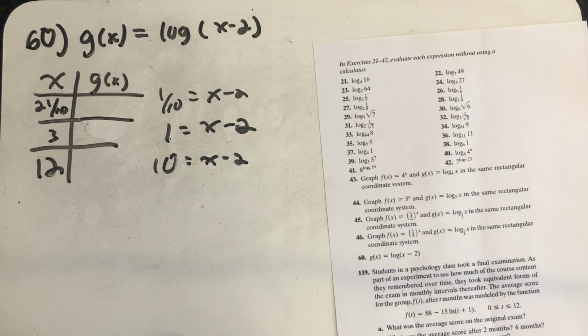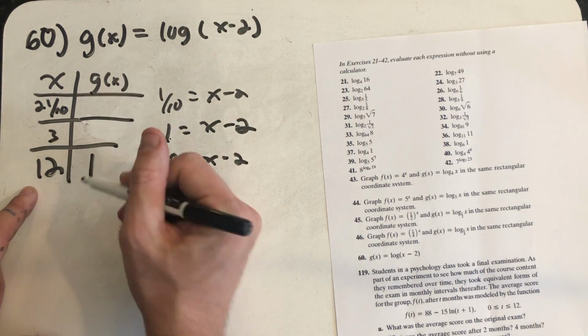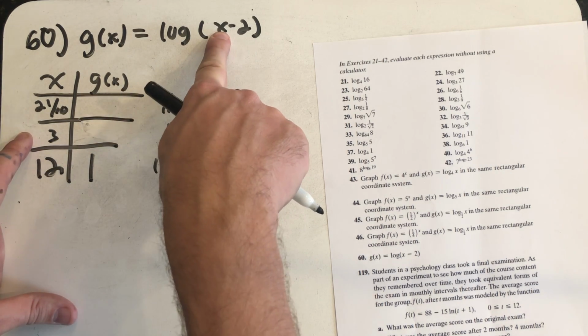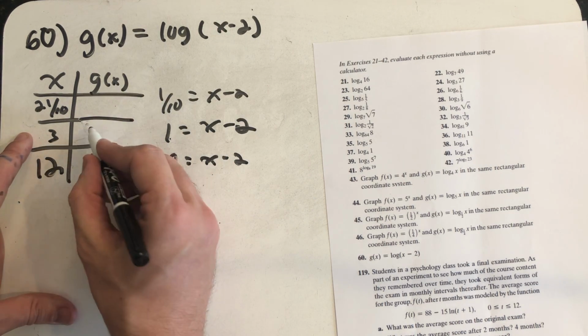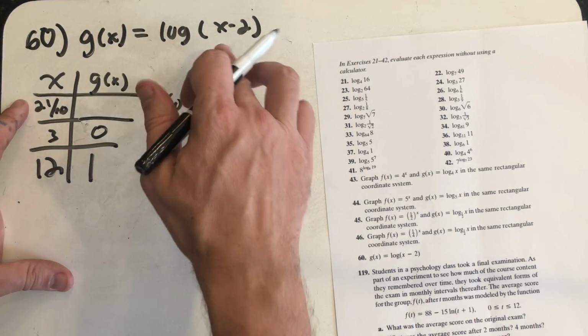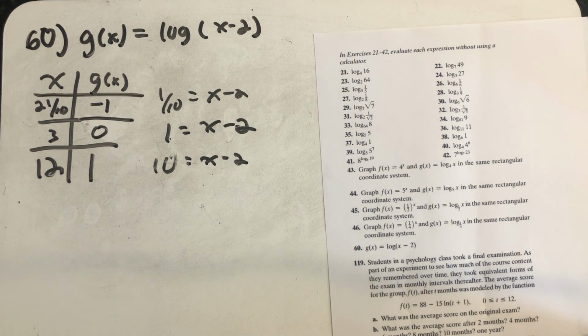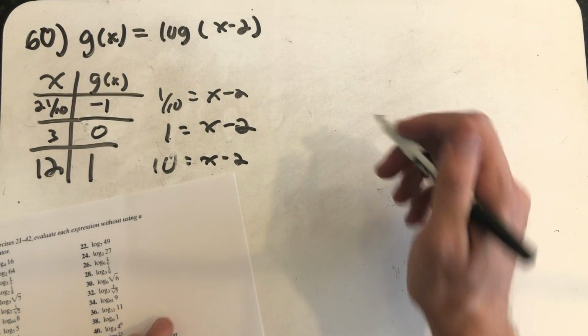Okay, well, let's plug those in and see what happens. You plug in a 12, you get log base 10 of 10. Plug in a 3, and you get the log base 10 of 1, which is 0, and you plug in 2.1, 2 and 1/10, you take 2 away, you get the log base 10 of 1/10, which is minus 1. And now I'll be able to plot this point and sketch a graph of the logarithmic function. And that'll just give us one problem left to do.